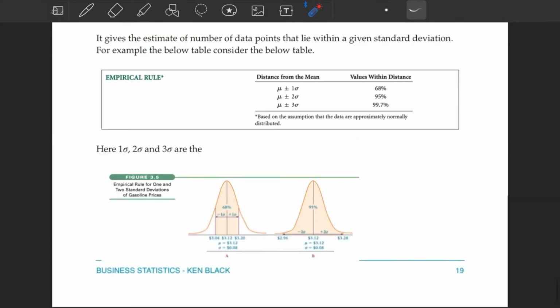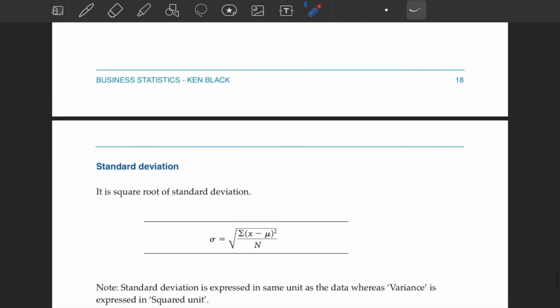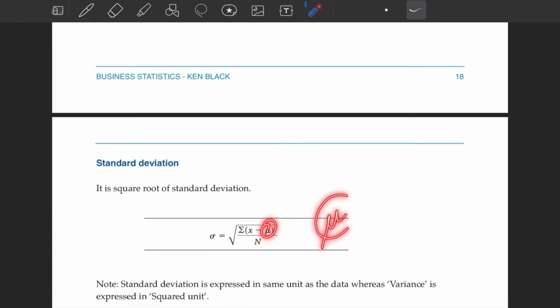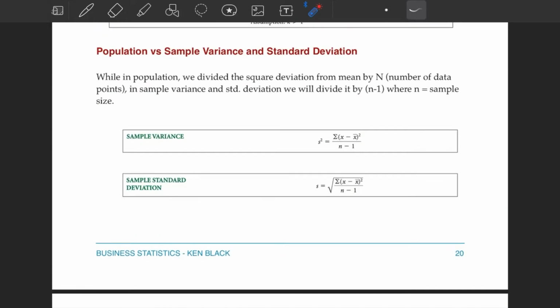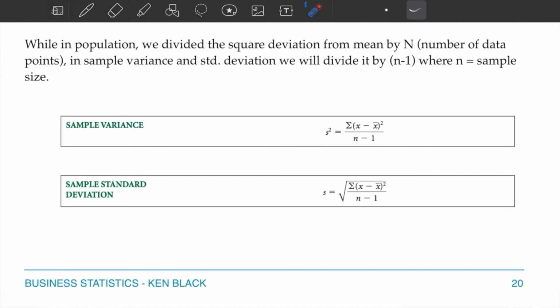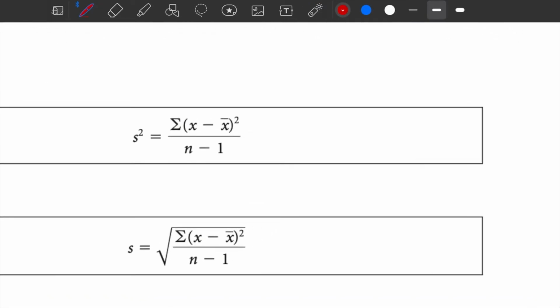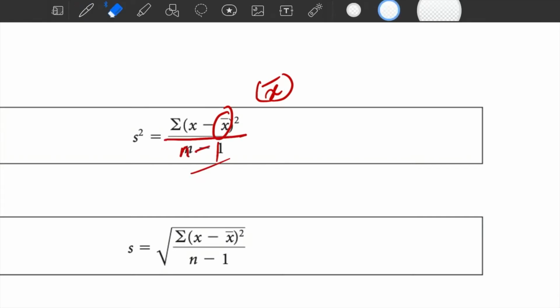So earlier, whatever formulas we saw above were mostly for the population. We studied the formula using mu, and you know that mu is used for population, and for sample we use small s. Now how to find the sample variance and sample standard deviation? So the formula remains the same: you need to find the distance of each data point from the mean, which is x bar now, and then you square and then you divide by n-1.